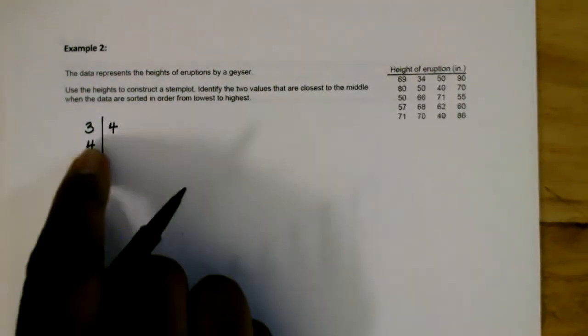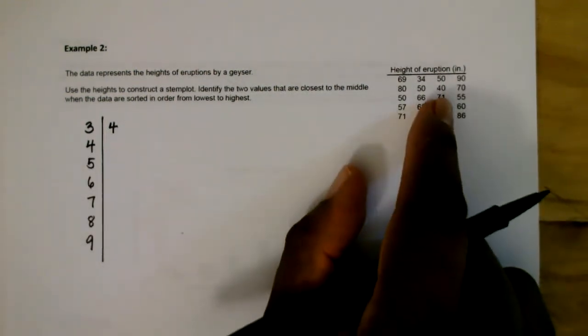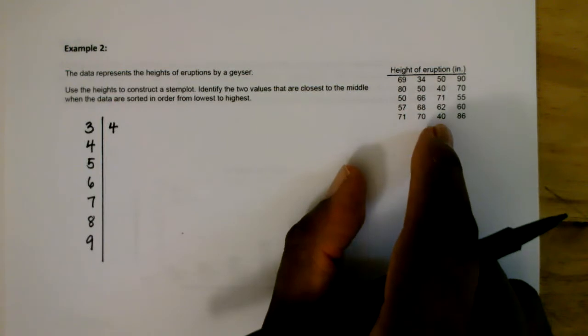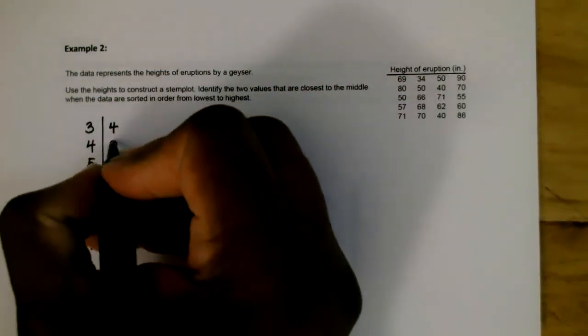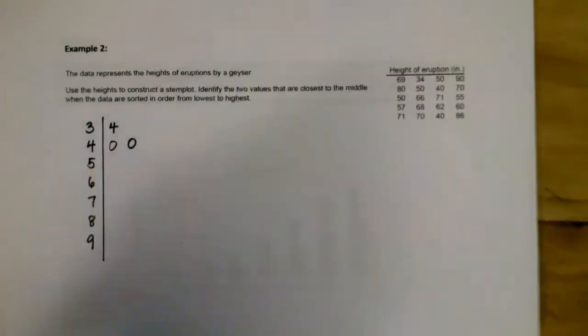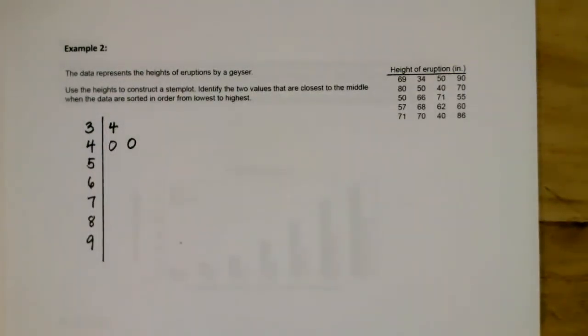And then the 4 represents data values from 40 to 49. There are two numbers here. There's a 40, and there's also another 40. So I'm going to need 2 zeros to show that I have two data values that are 40.